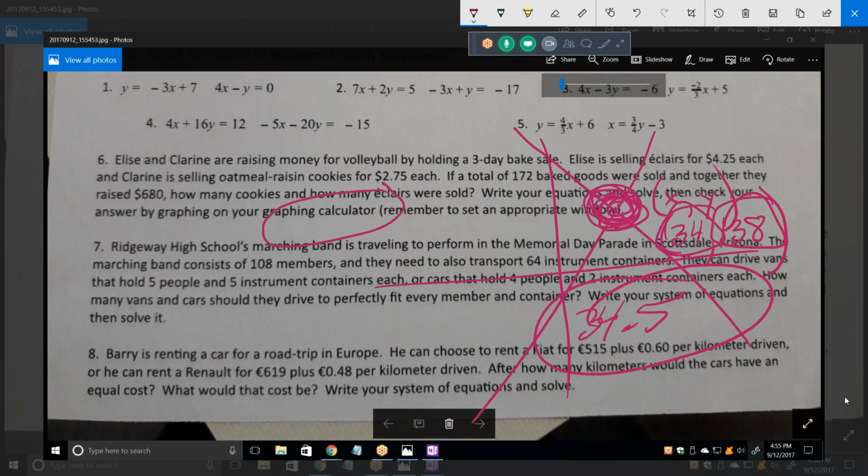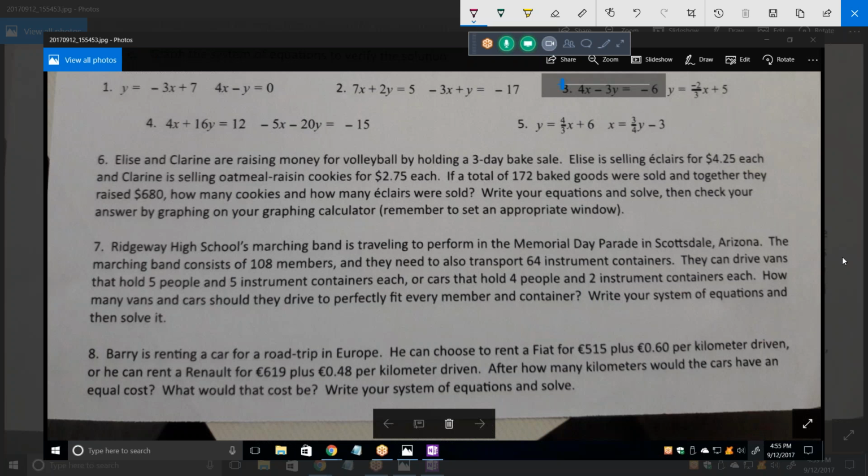All right. And 7 and 8, you're going to basically do the same way. And always on word problems, figuring out the variables is as simple as going to the last sentence. What are the variables in that problem? I always start there. I don't even read the problem first. I go down to the last sentence. Usually these problems end with the sentence that starts, how many vans and cars should they drive? So what are my variables?